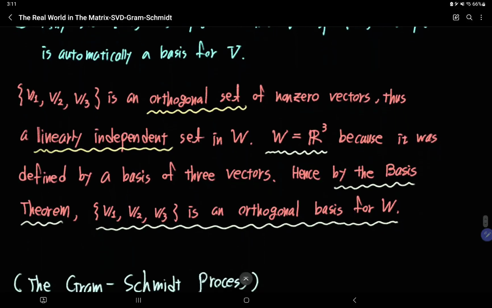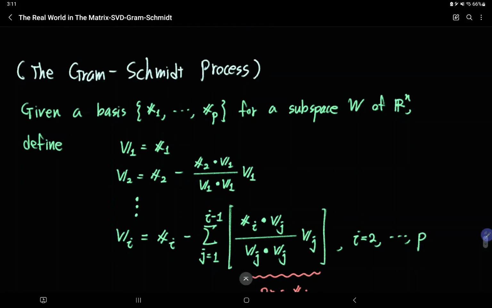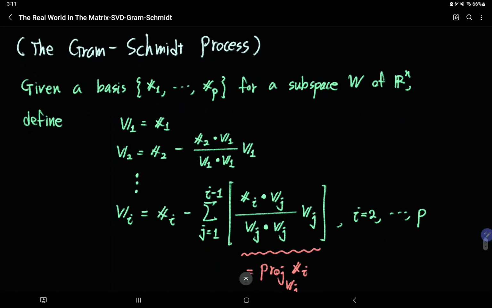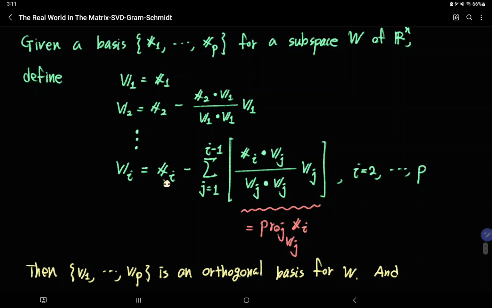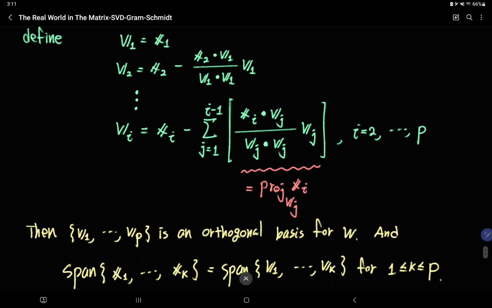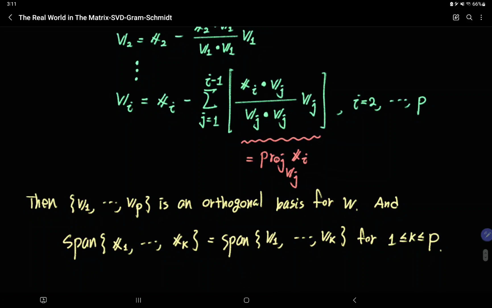an orthogonal basis. So let me summarize the Gram-Schmidt process. Given a basis x1 through xp for a subspace W of Rn, we define v1 as x1, and v2 as x2 minus the projection of x2 onto v1. Through vi, we define vi as xi minus the sum of the projections of xi onto vj, for j equals 1 through i minus 1. Then v1 through vp is an orthogonal basis for W, and the span of x1 through xk is equal to the span of v1 through vk.